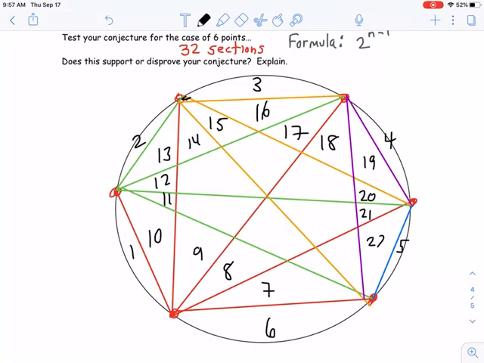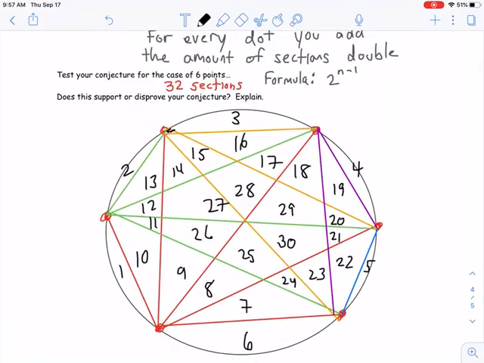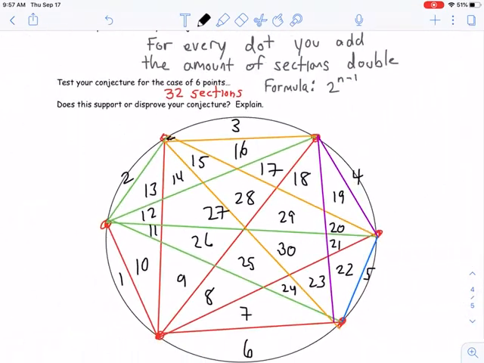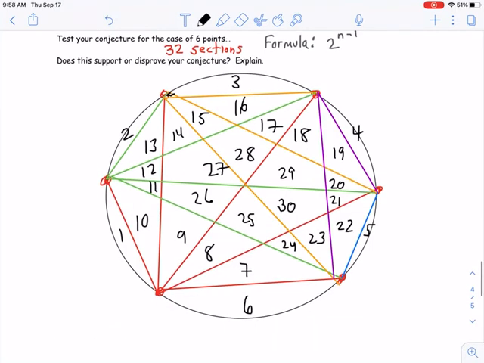Alright, so I'm already at 22. Uh-oh. I only got 30. Alright, I only got 30 sections. Something went wrong. Maybe I could have counted that middle one as 31. But what happened? My prediction was false. I'm very bamboozled right now.